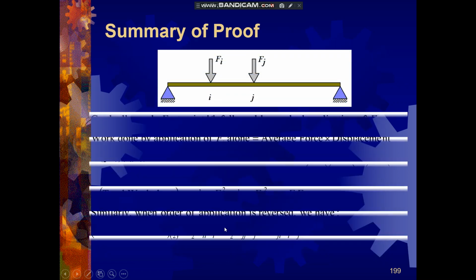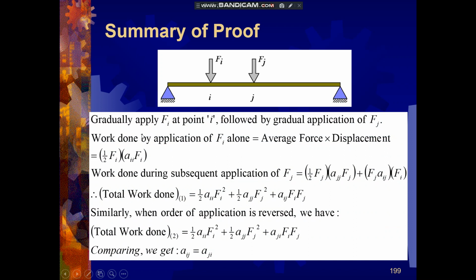So here is the summary of the proof for Maxwell's theorem. So in the first case we get total work done this much, in the second case we get total work done this much. We just equate these two and cancel out the common terms. So half of Aii Fi square cancels against half of Aii Fi square here. Likewise the second term also gets cancelled. That means the third term, these two terms, they must be equal. We can cancel out Fi and Fj because they are non-zero. So all we are left with is that Aij is equal to Aji.